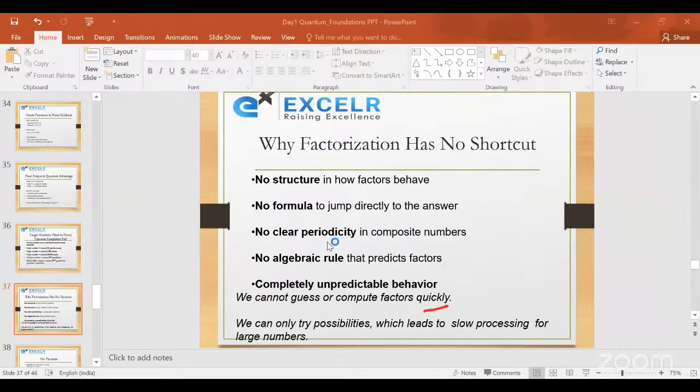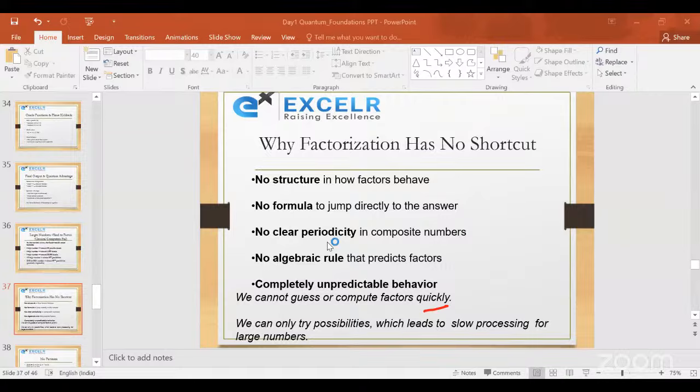When I searched why factorization has no shortcut, I found that there is no structure in how factors behave. When we are factorizing, it was hard for me to believe why the factorization was not being done. But yes, it is true.